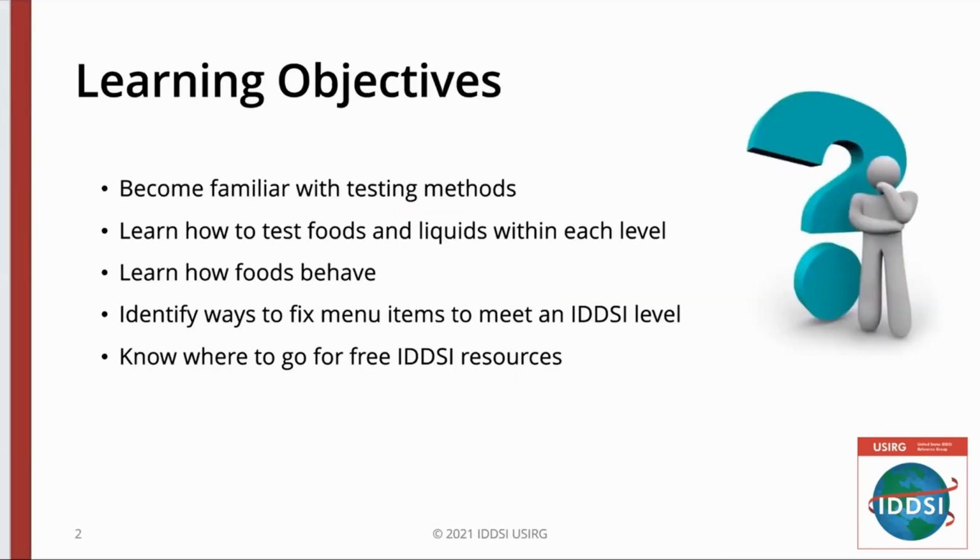The learning objectives for today are to become familiar with all of the IDDSI testing methods, which allow you to successfully test any food or liquid in your facility and classify its IDDSI level. We will also think about how foods behave and how to fix an item that does not meet the testing requirements. Most of the testing methods use common kitchen tools like forks and spoons. At the end of the webinar, we will provide you with many IDDSI resources.